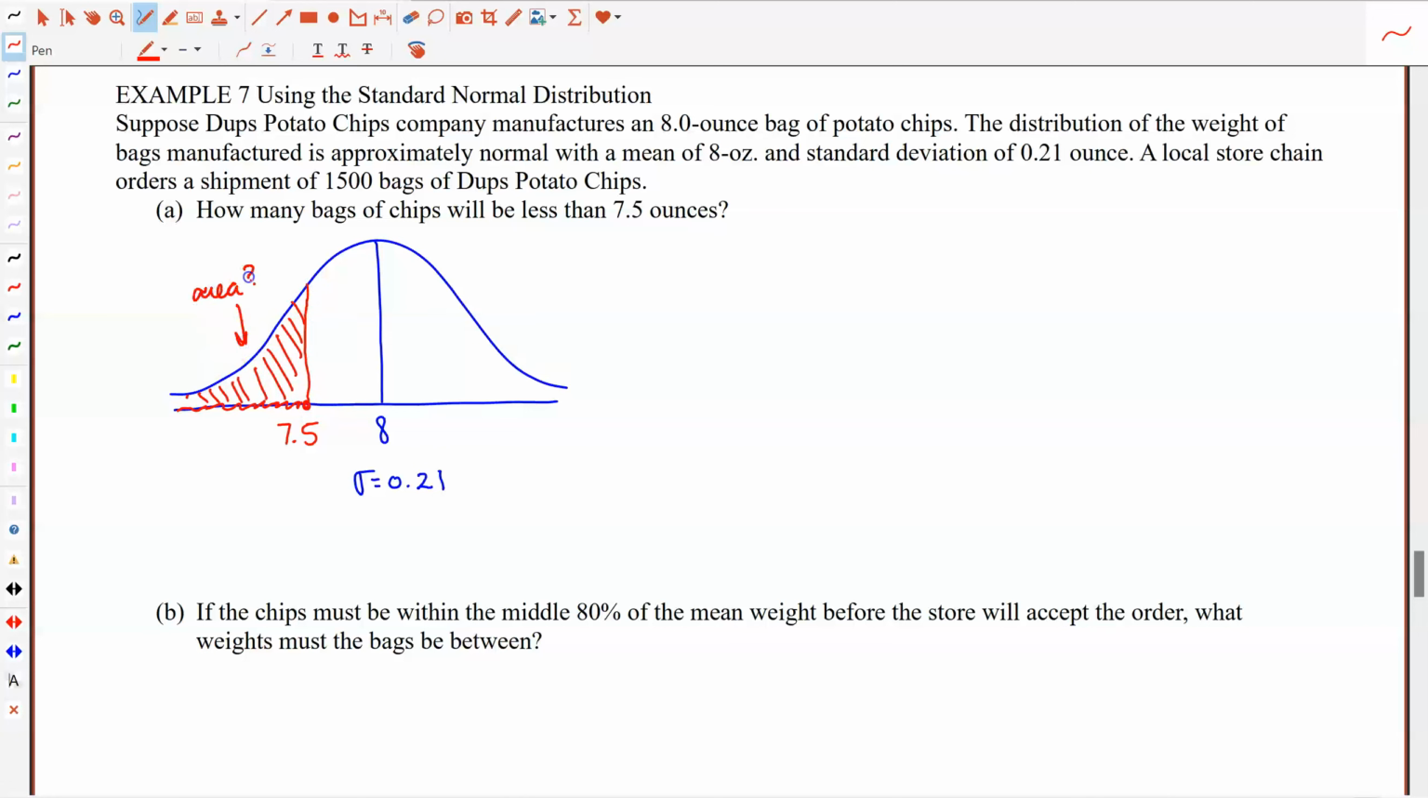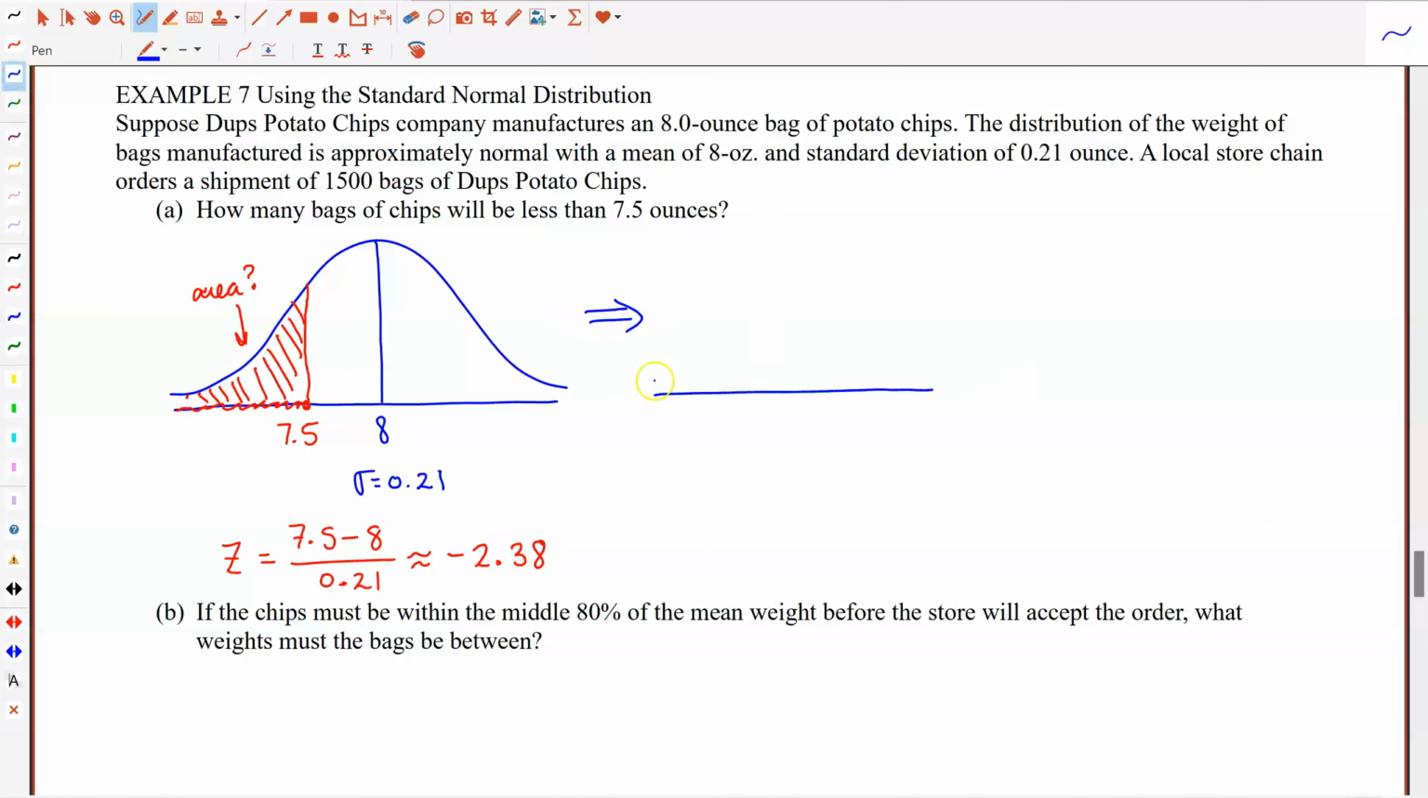In order to do that, we are going to convert our value to a z-score. So for the 7.5, its z-score is 7.5 minus my mean of 8 divided by the standard deviation, which was 0.21. And rounding to 2 decimal places, we get a z-score of negative 2.38.